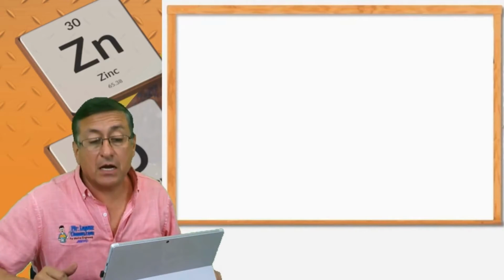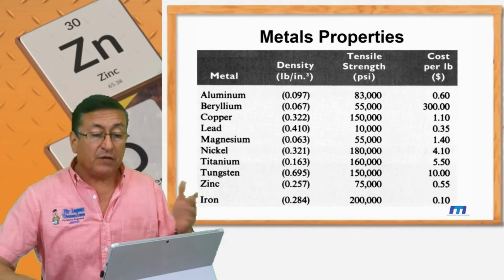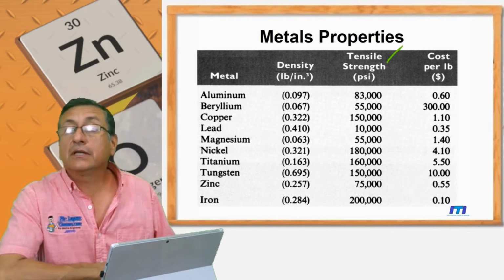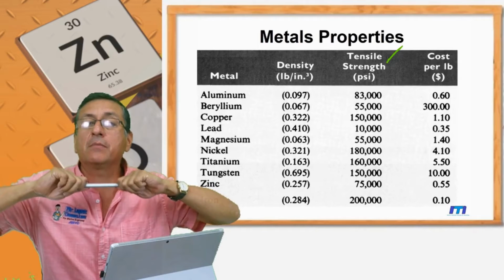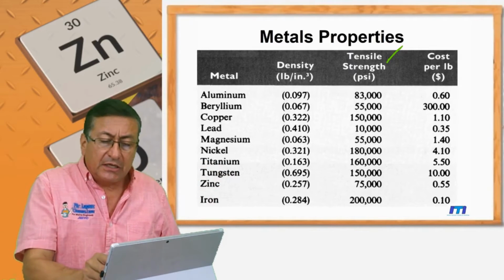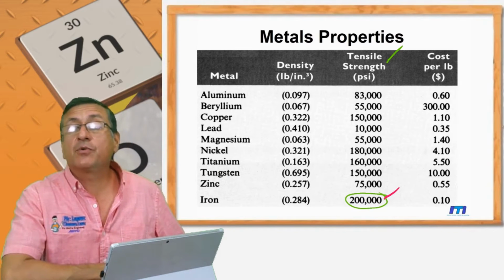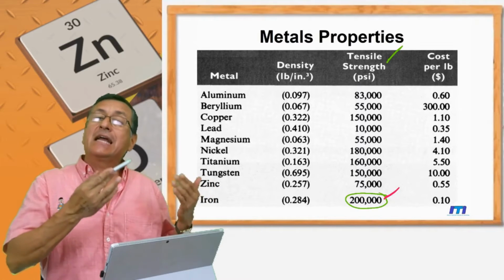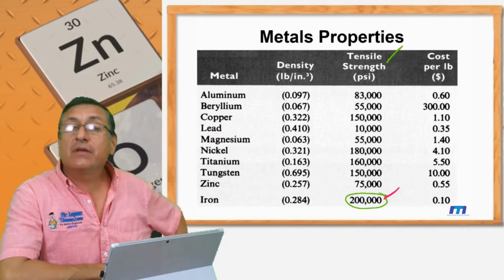You remember in our intro class, this picture? In this picture, if you remember, we have the tensile strength. That's the yield point. This is the maximum strength supported by the metal before the metal is broken. Look at iron. It's 200,000 psi before the metal is broken. Before 200,000 psi is the elastic area. This is the highest in comparison with the rest of the metals.